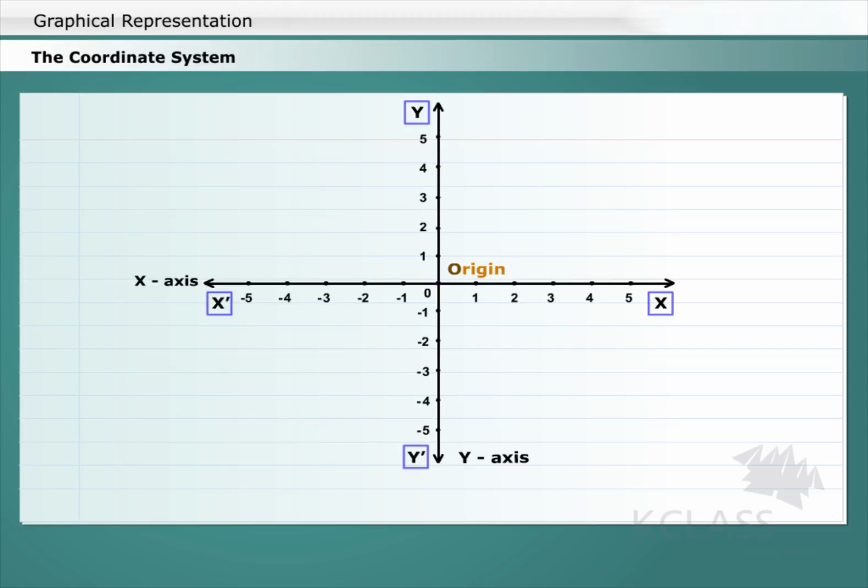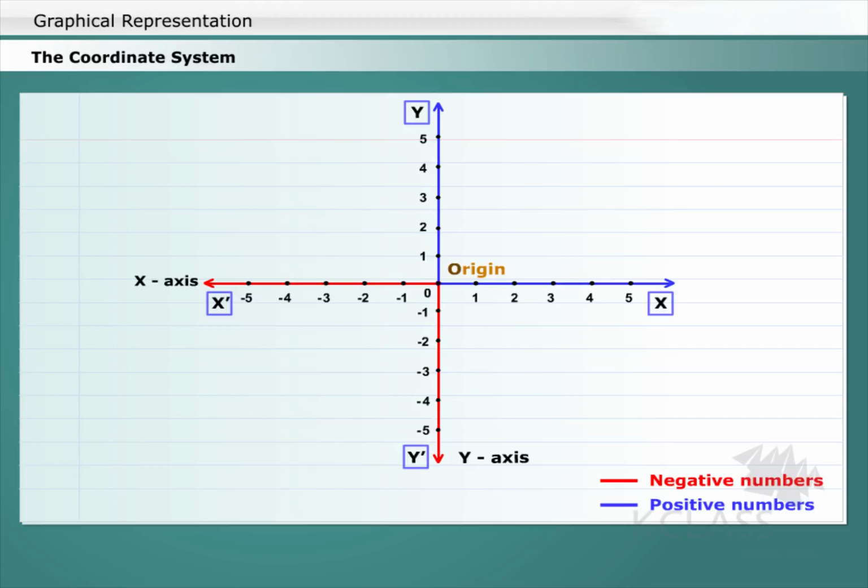On the x-axis, the negative numbers are on the left side of origin, while the positive numbers are to the right of the origin. On the y-axis, the negative numbers are below the origin, while the positive numbers are above the origin. The x and y axes drawn this way form the coordinate system.